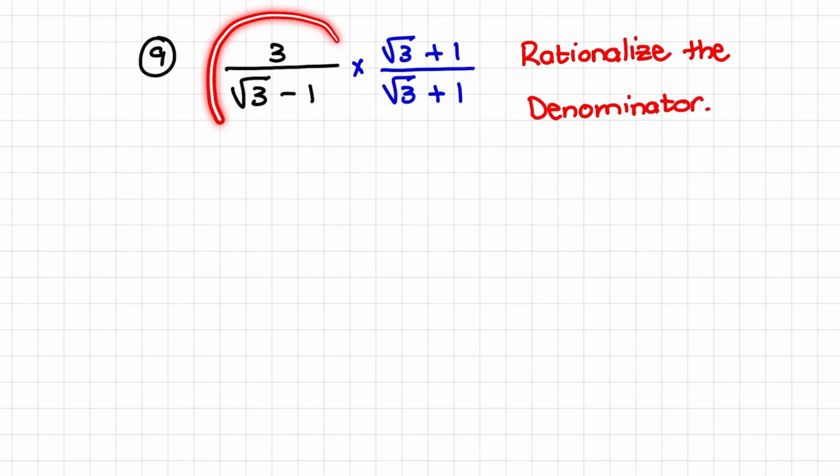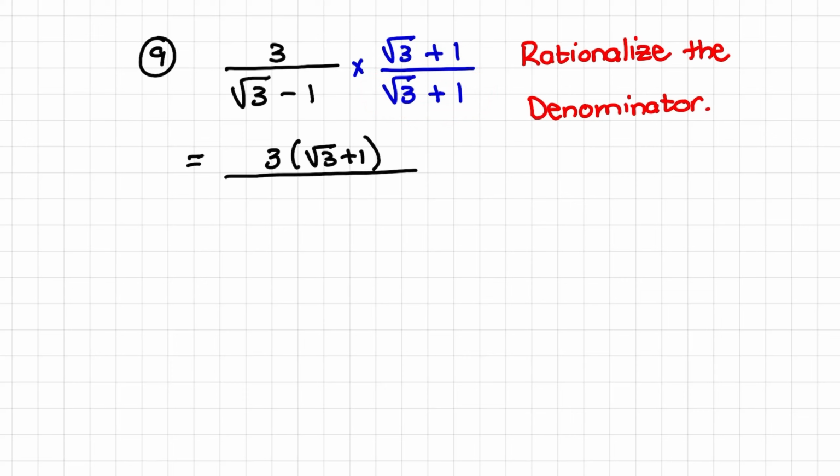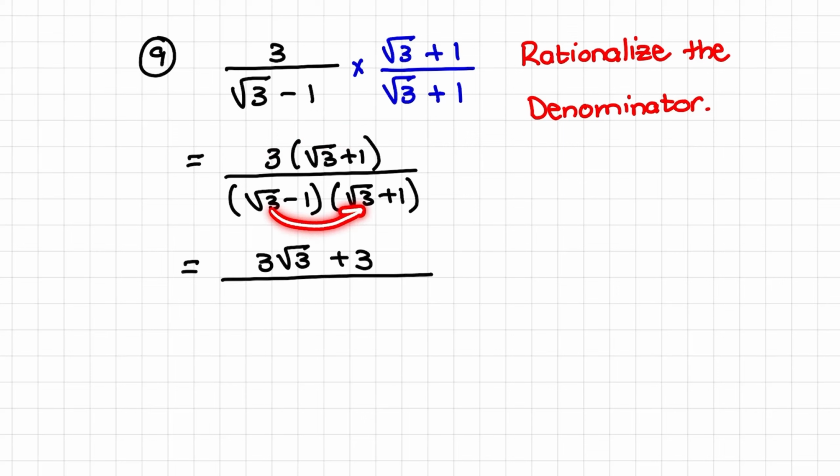So I'll multiply the fraction with the square root of 3 plus 1 over the square root of 3 plus 1. So that would lead to 3 times the square root of 3 plus 1 in the numerator, and in the denominator, the square root of 3 minus 1 times the square root of 3 plus 1. If I simplify in the numerator, that will lead to 3 square root of 3 plus 3. And if I multiply out in the denominator, it will be the same as in the previous example. So that will be 3 plus the square root of 3 minus the square root of 3 minus 1.